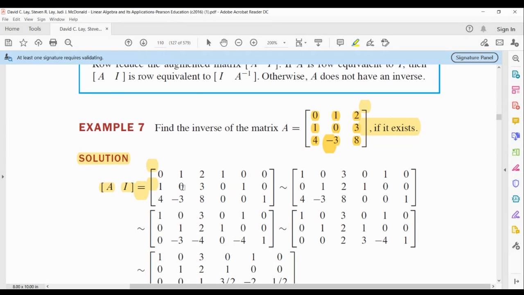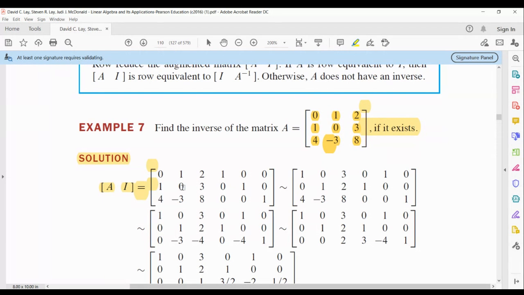But the row operations that we use to get the matrix A into reduced echelon form will simultaneously also be used to get the identity matrix into the inverse. So the row operations that reduce the matrix A to the identity are the same row operations that will transform the identity matrix into the inverse matrix.